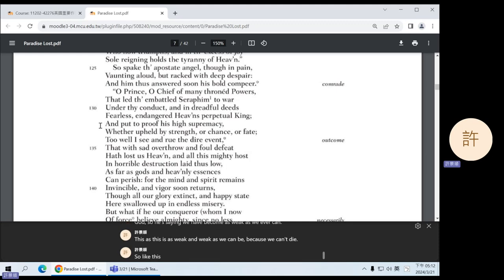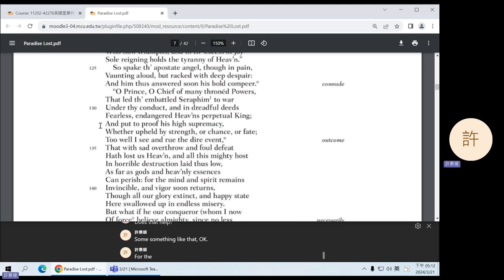So like this line, as far as gods and heavenly essences can perish, a strict translation into Chinese would be something like, 天使与天堂之什么萃取什么essence本质啊，天使与天堂本质存在着能够死亡紧到这个程度. Does that help? Something like that. Okay.